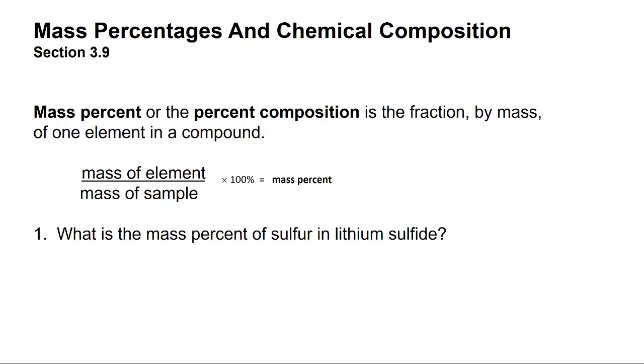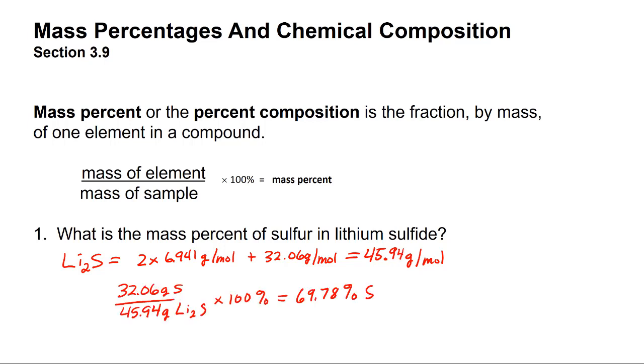First, we'll start with the formula and molar mass of lithium sulfide. Once we have the molar mass for lithium sulfide, we can find the mass percent of sulfur in 1 mole of the compound. Simply dividing the mass of the sulfur by the total mass of the compound, multiplying by 100%, will tell us the mass percent of sulfur in the compound. Subtracting that from 100 can tell us the mass percent of lithium in the compound as well, which would tell us that the percent by mass of lithium is 30.22%.